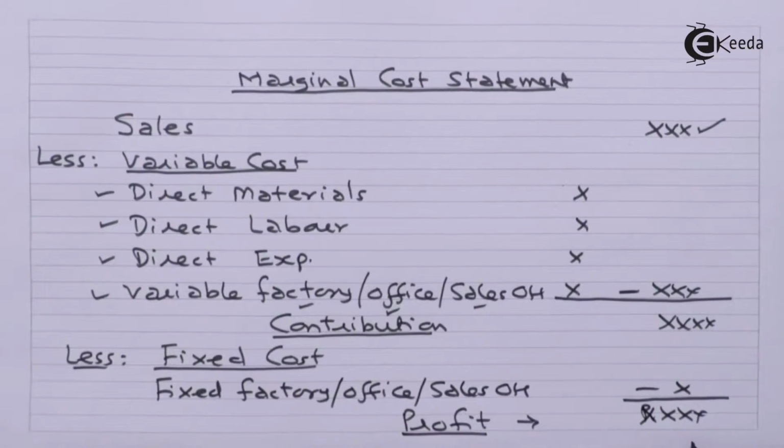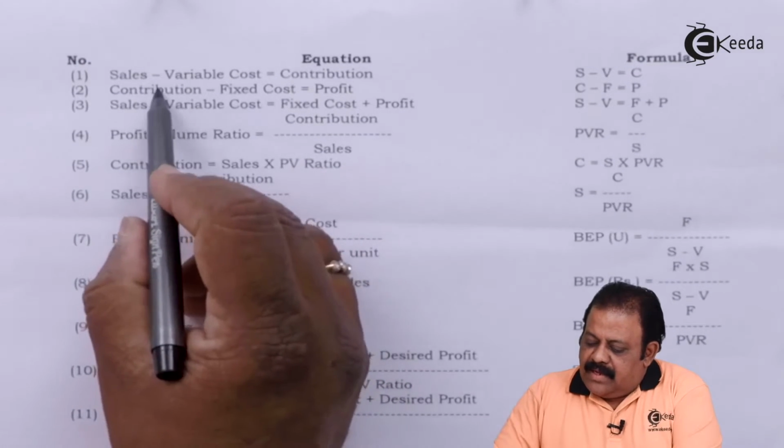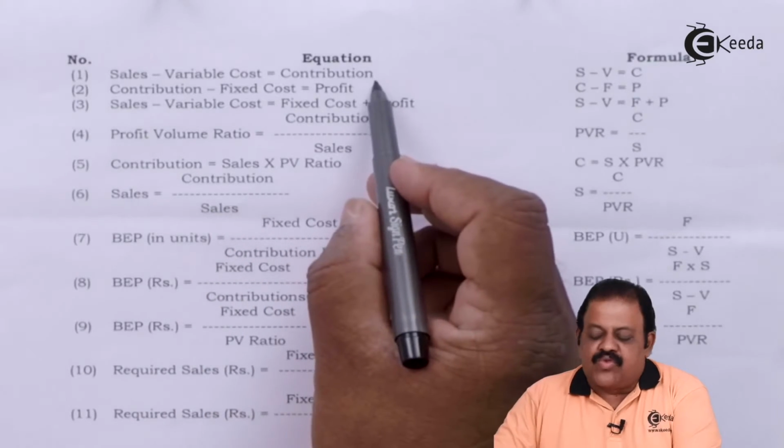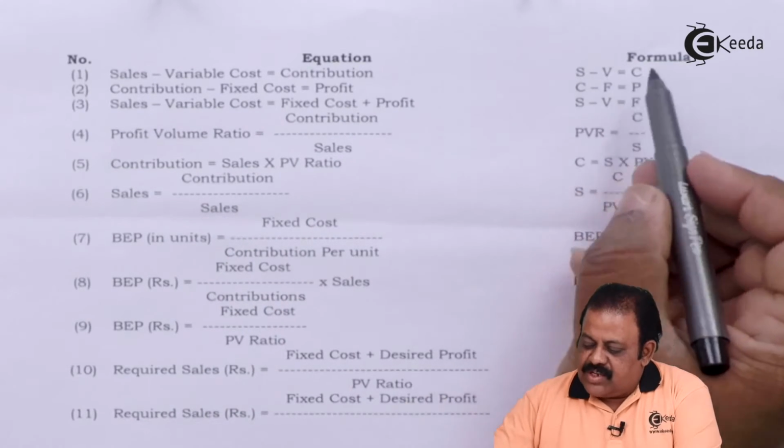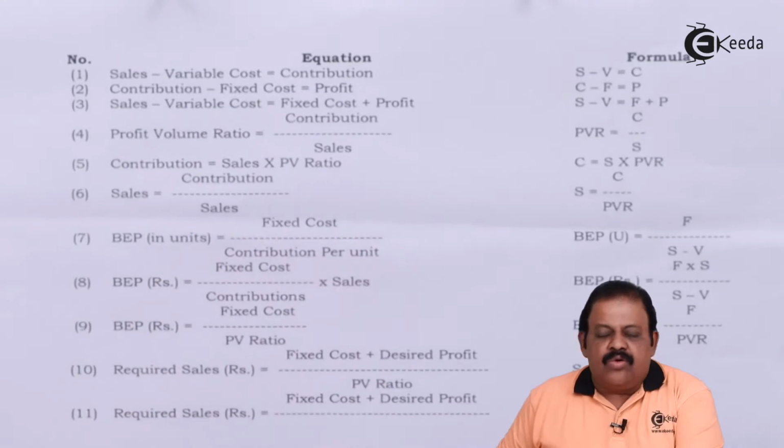Finally, we arrive at figure of profit. This is the marginal cost statement, which is prepared similar to that of a cost sheet. Let us go through the important terminologies in marginal costing. Sales minus variable cost is contribution: S - V = C. Contribution minus fixed cost is equal to profit.